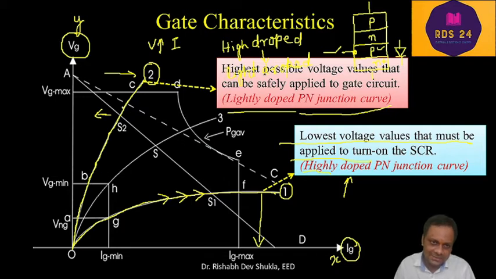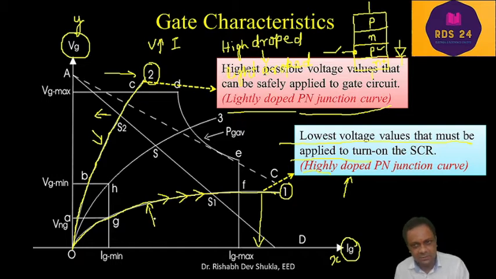All the gate characteristics can be considered in between these two limits, curve 2 and curve 1. We have considered the highly doped junction and the lightly doped junction, so all the gate to cathode characteristic curves lie between curves 1 and 2. This scattering of curves is due to the variation in the doping profile.